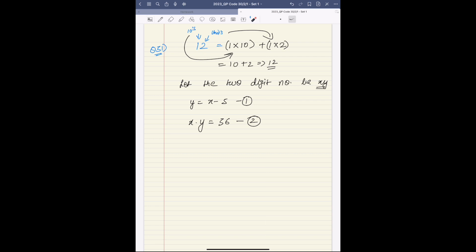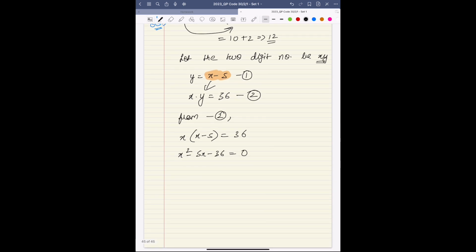The best way is simultaneous method. So what we'll do, we'll take the value of y from equation 1 and we will put it over here. So we'll get from equation 2 x into x minus 5 is equals to 36, right? Open it, x square minus 5x minus 36, you get a quadratic equation. Everybody is aware of factorization of the quadratic equation. So your AC is 36, your B is minus 5. How do we get this? You will need to factorize.